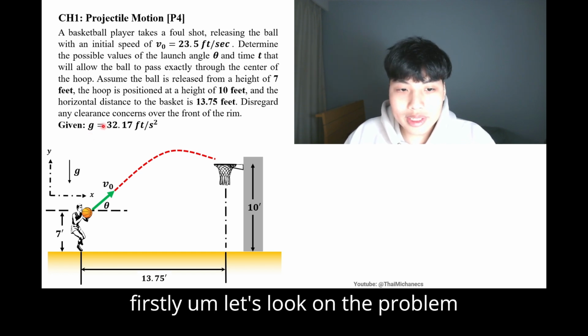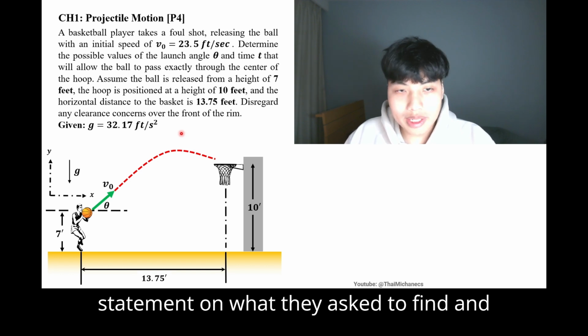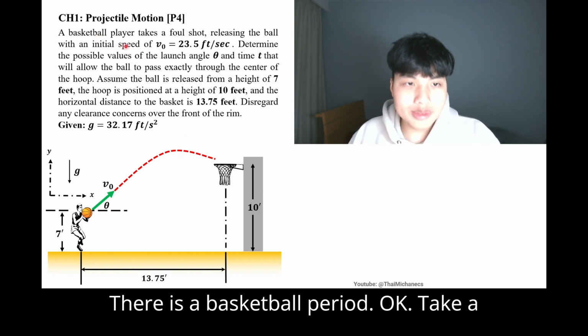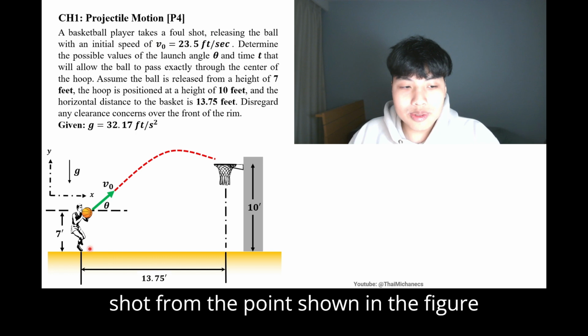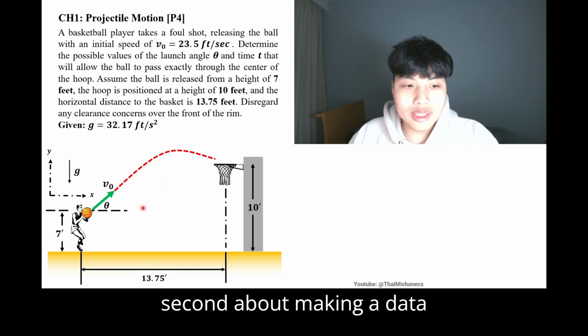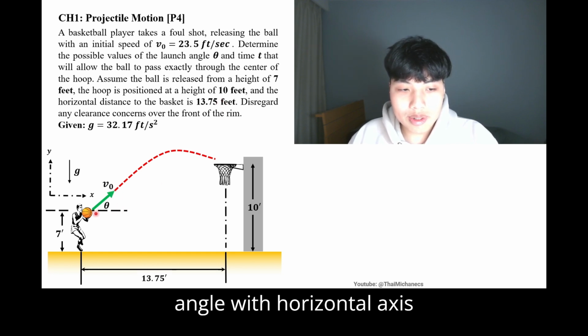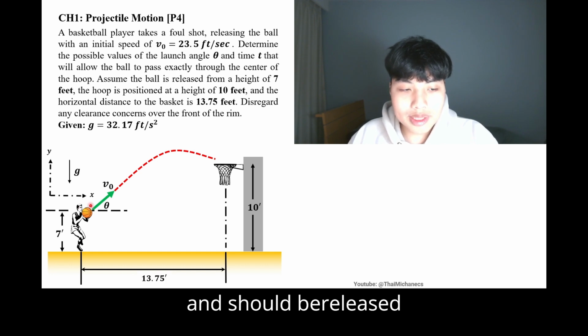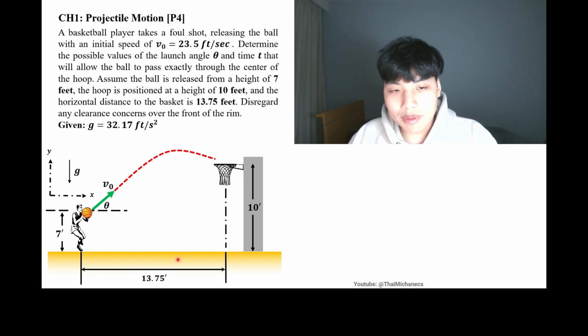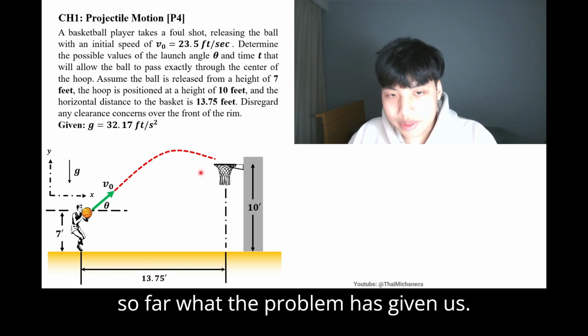So firstly, let's look at the problem statement, what they ask us to find and what they are giving us. There is a basketball player taking a shot from the point shown in the figure, with velocity about 23 feet per second, making a theta angle with the horizontal axis, released from his position exactly to the hoop that is located 10 feet above ground, with 13.75 feet. So that is basically what the problem has given us.